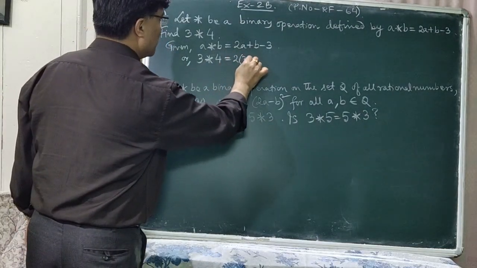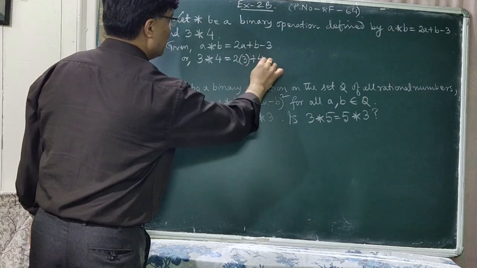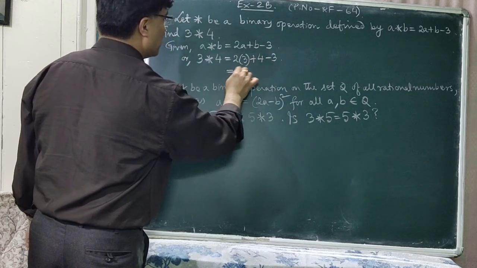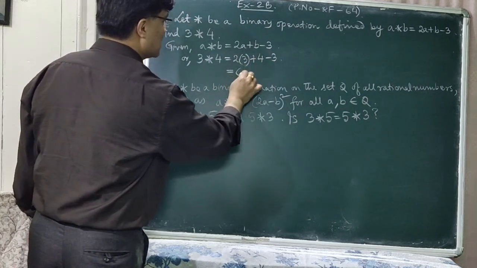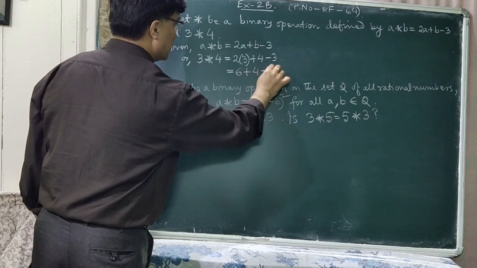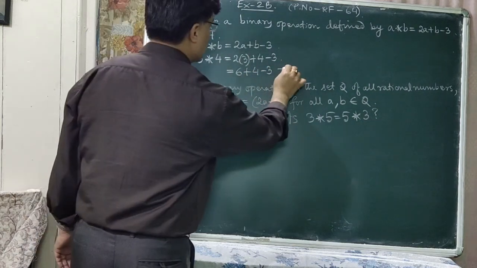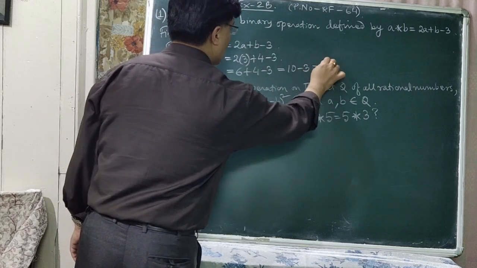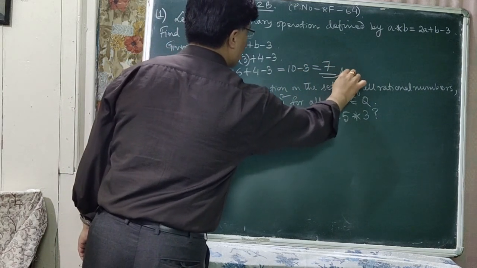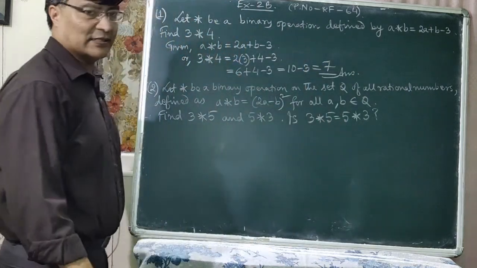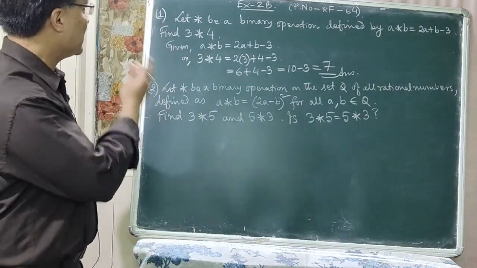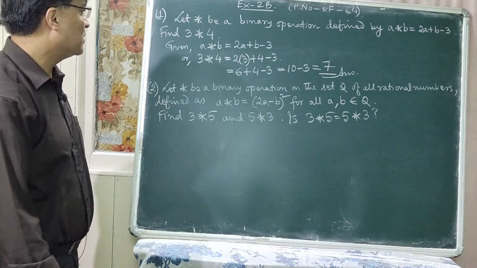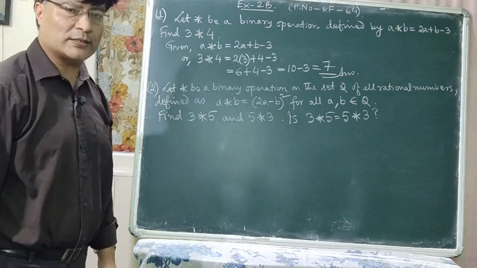So 2 into 3 plus b, 4, minus 3, which is equal to 2 3s are 6 plus 4 minus 3, which is equal to 6 plus 4 is 10 minus 3, which is equal to 7. So 7 is the answer. This is the answer for the first question. I think you have understood it.